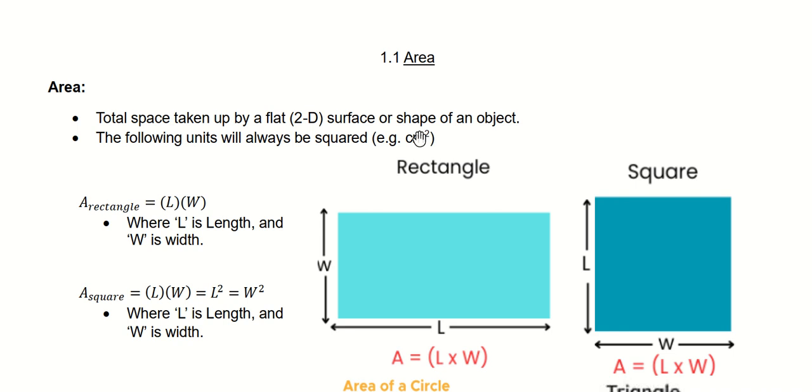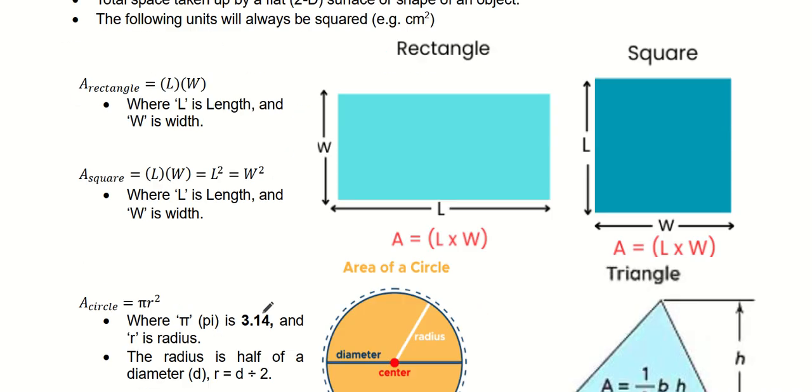Okay, so I have a couple of shapes and a couple of formulas here. For a rectangle, the formula is length times width. However, for a square, it's the same formula, but if you think about it, the length and the width are equal to each other. So in short, you can say length squared or width squared, either or. So that's for that formula.